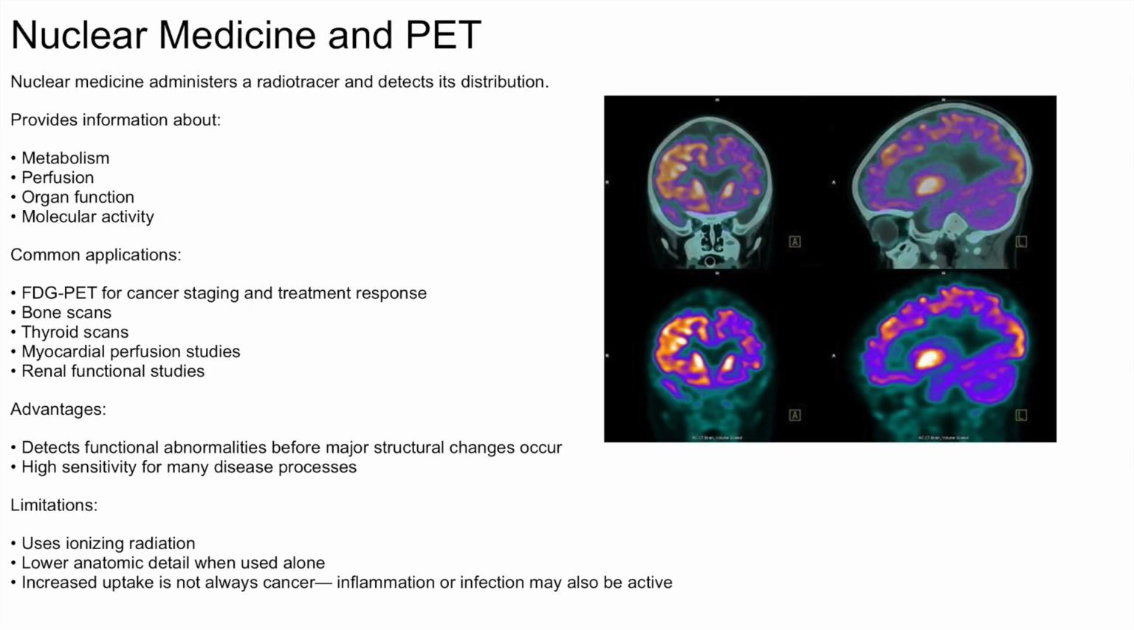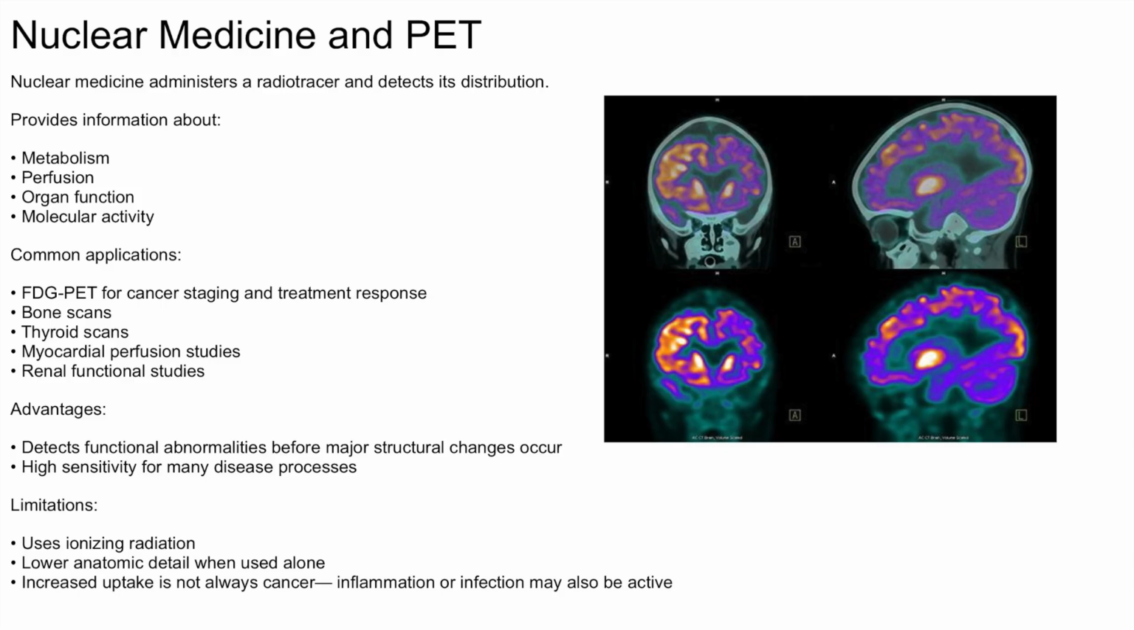All right, so nuclear medicine differs from conventional radiology because the radiation source is placed inside the patient as a radiotracer. The scanner then detects where that tracer accumulates, providing information about metabolism, perfusion, and organ function. So in FDG PET, tissues with increased glucose utilization take up more tracer. This makes PET valuable for cancer staging and treatment monitoring, but increased uptake is not specific for malignancy. Infectious and inflammatory tissues may also be active.